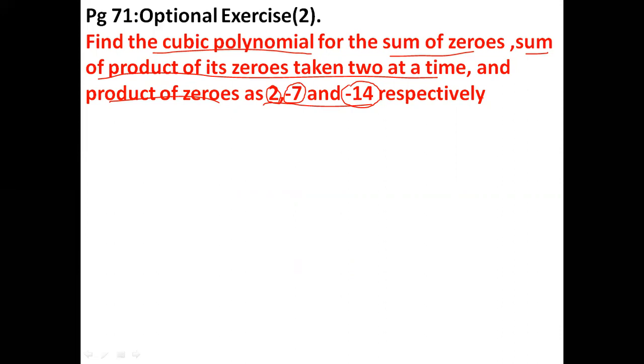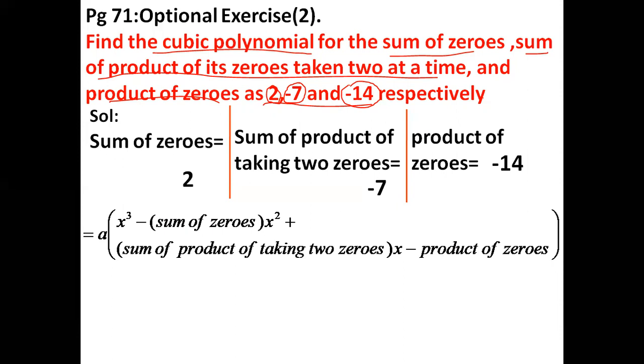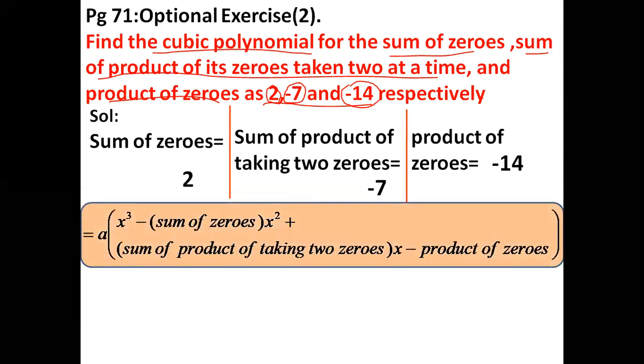So already it is given: the sum of zeros, the sum of the product of taking two zeros, and the product of zeros. Simply you have to write the formula and substitute those values. Given: sum of zeros is equal to 2, sum of product of taking two zeros is equal to minus 7, and product of zeros is equal to minus 14. So what is the cubic polynomial formula? That is a into x cube minus sum of zeros into x square plus sum of product of zeros taking two at a time into x minus product of zeros. Simply you have to substitute those values.